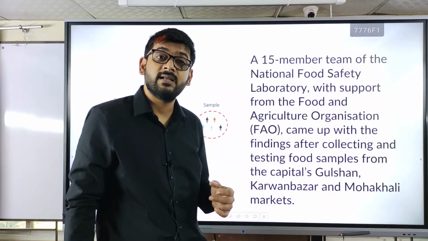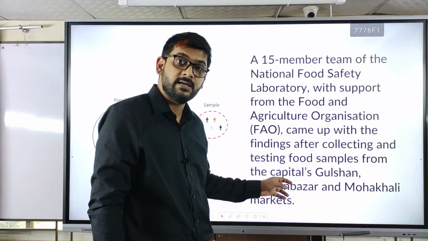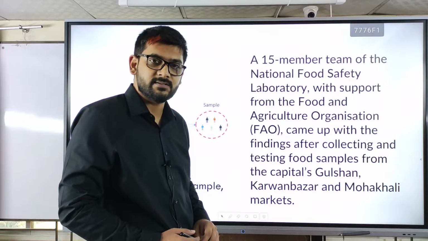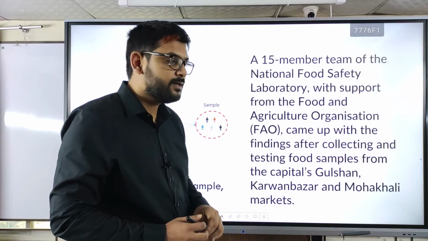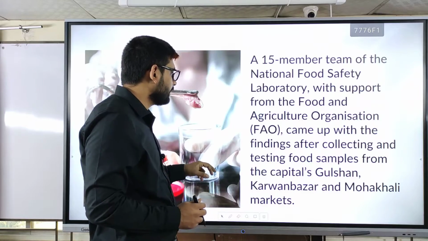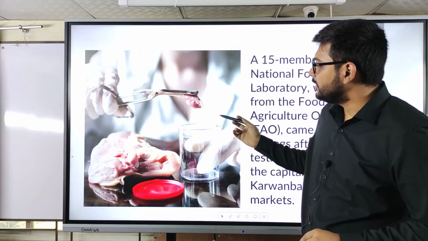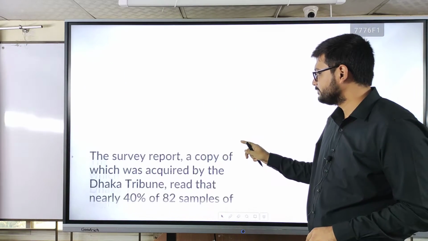And from where did they collect the samples? They collected the samples from the capital Dhaka, from Gulshan, Karwan Bazar and Mohakhali markets. They collected these samples from 3 markets of the capital Dhaka. Here you can see someone taking a chicken sample for some research or testing.